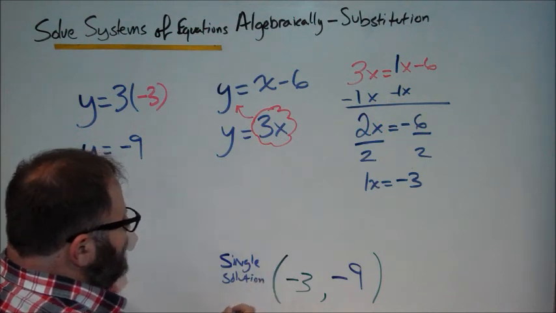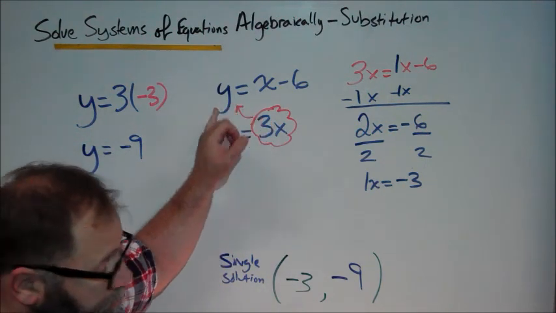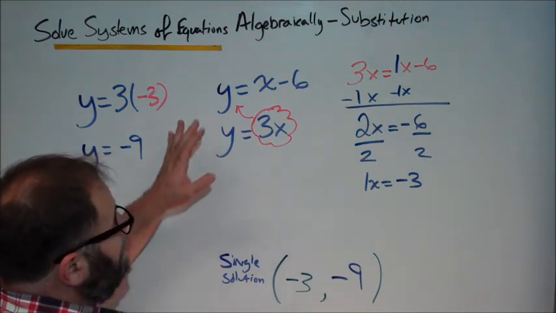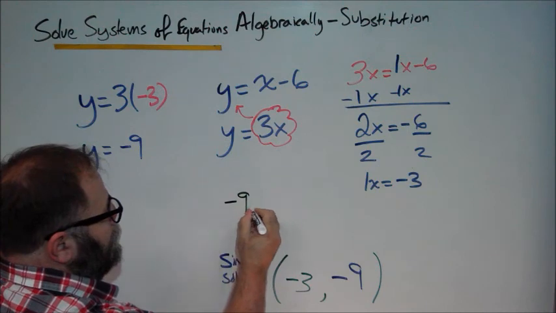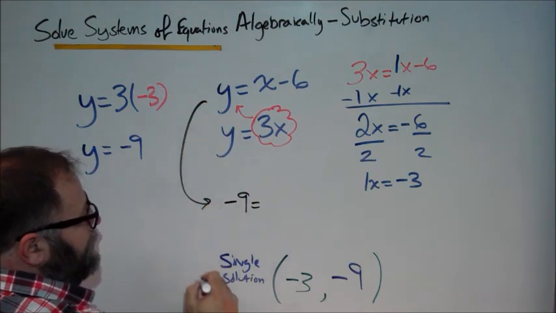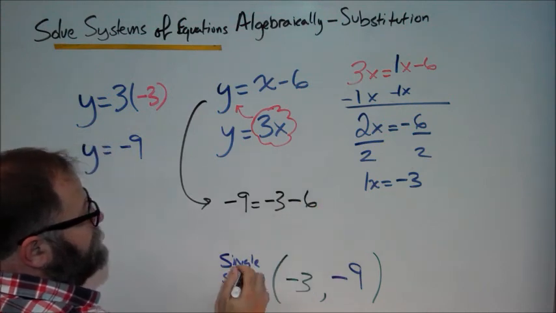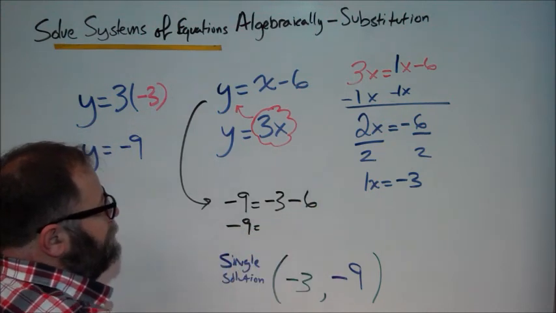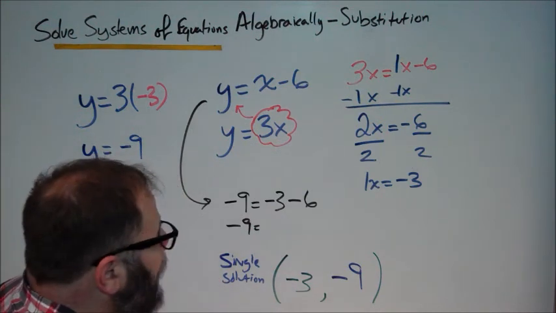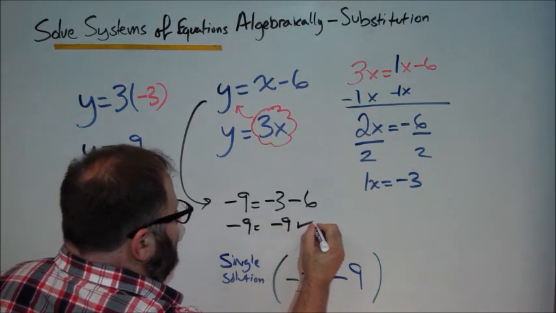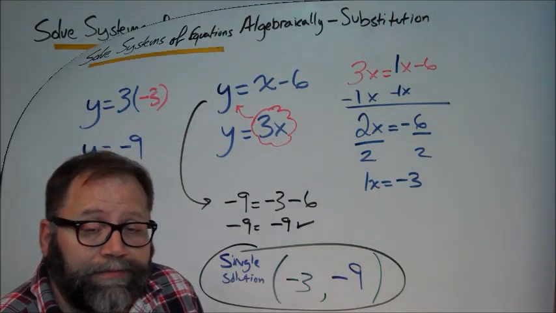But I'm going to check it too. And I'm going to check it with the other equation to make sure that it's right. If I check it with the other equation, I got negative 9 as y is equal to, this equation here, is equal to negative 3 minus 6. Negative 9 is equal to, if I have negative 3 and I combine that with negative 6, that gives me negative 9. And that checks, which means that solution is correct.